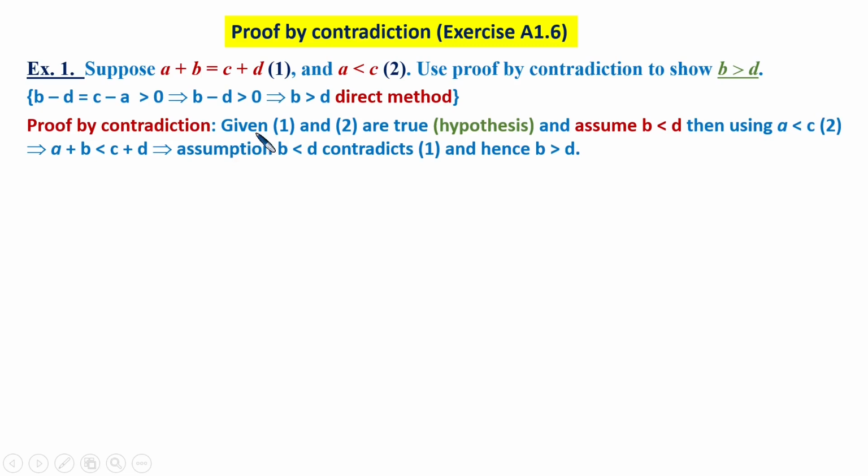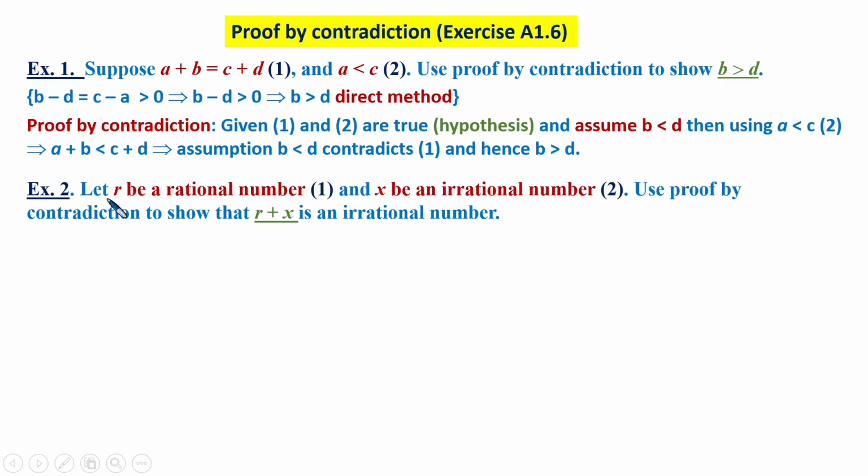Now proof by contradiction. Given these two conditions, hypotheses 1 and 2, are true, and assume that instead of B greater than D, I assume B is less than D, because we are proving by contradiction. So we are taking the opposite of B greater than D, which is B less than D. Then using this given truth condition, A is less than C, I can always write A plus B will be less than C plus D. Left hand side you add, and right hand side you add, and the common less than sign you keep here. So by assuming B is less than D, it contradicts this statement, which is equal to, and here you got a less than sign. So this assumption was wrong. So B should be greater than D.